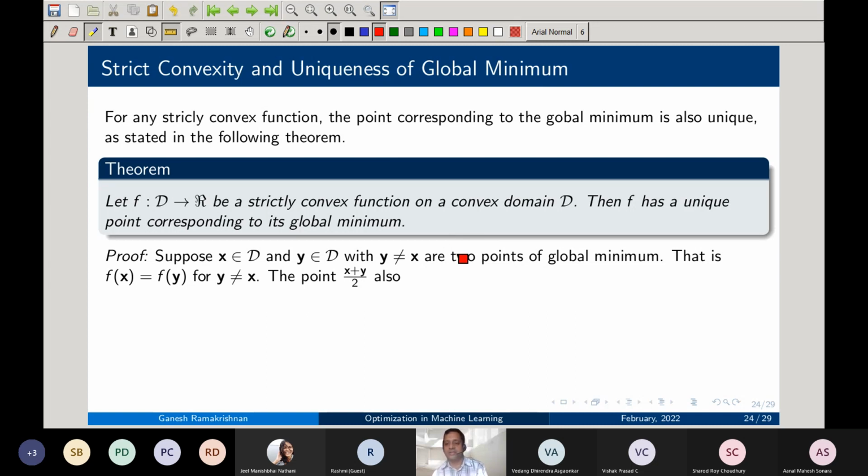So what would you prove next? What's your next step going to be? The point x plus y by 2. Right now, this is a point I'm going to show that if there are two points of global minimum, I actually end up getting a third point at which the function will evaluate to a smaller value than the previous two values.